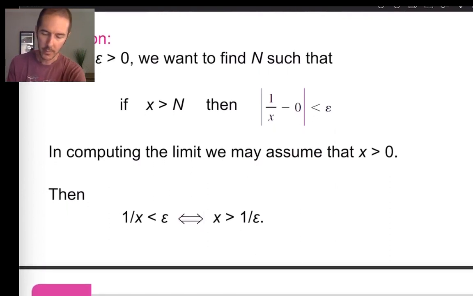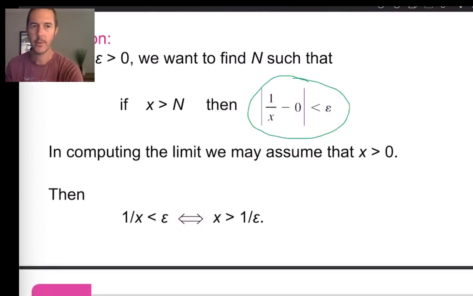Have a look at this statement right here. This is about our y values and involves epsilon and our capital L value, right? Epsilon is in the y direction. 0 is our limit, which is a y value. And this is our function, which when you put in x values, generates y values, okay? So here's our statement about y values.